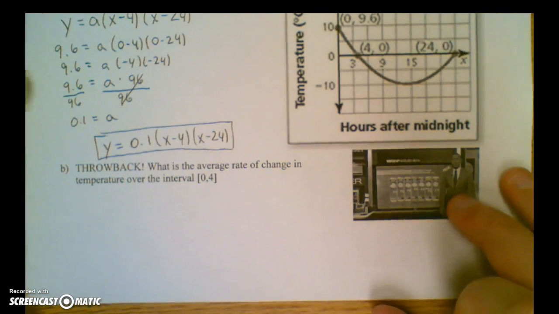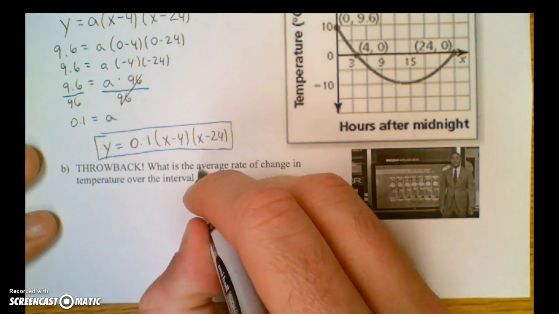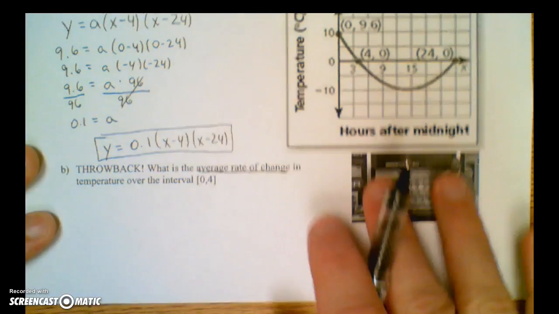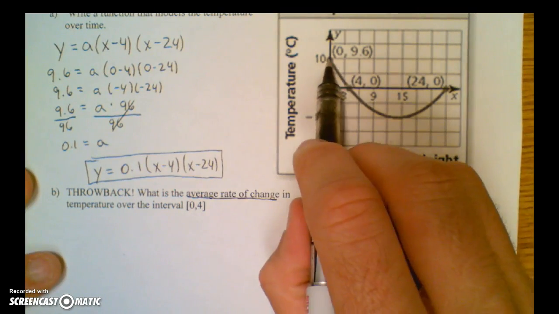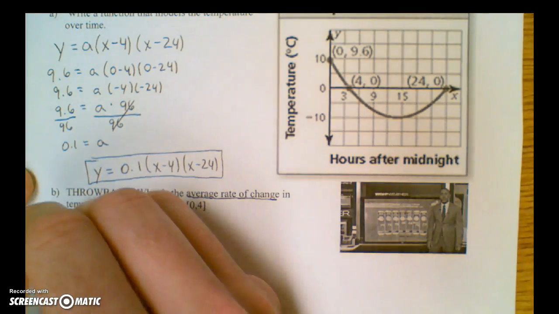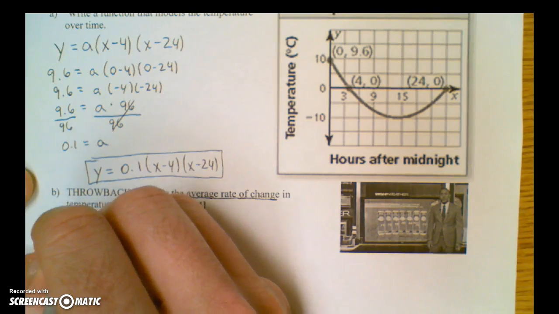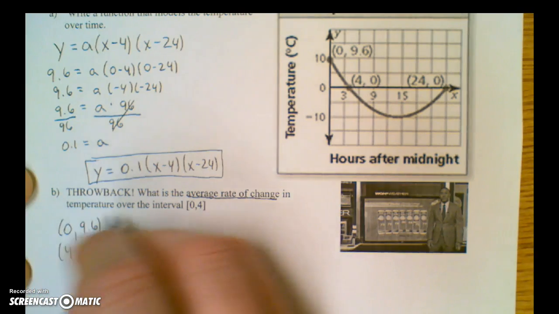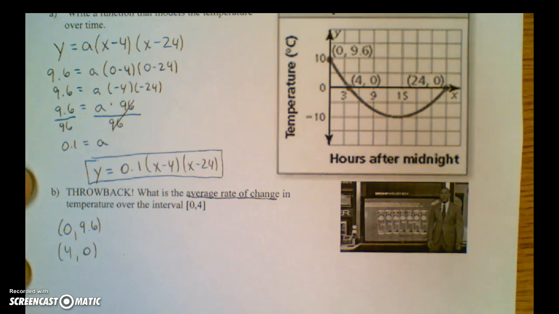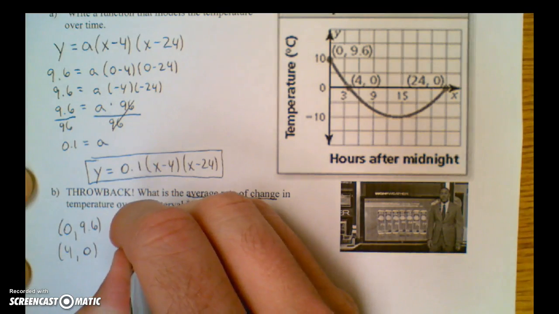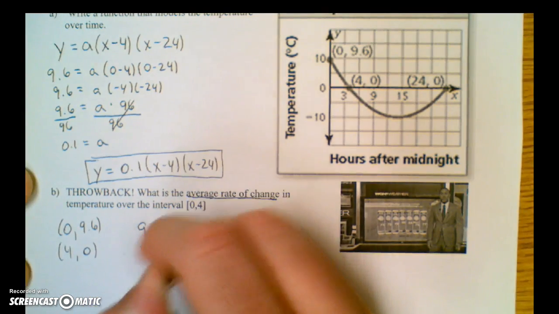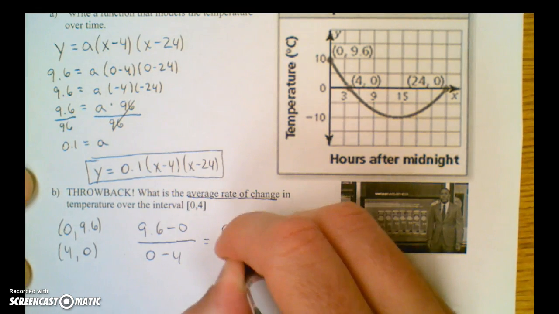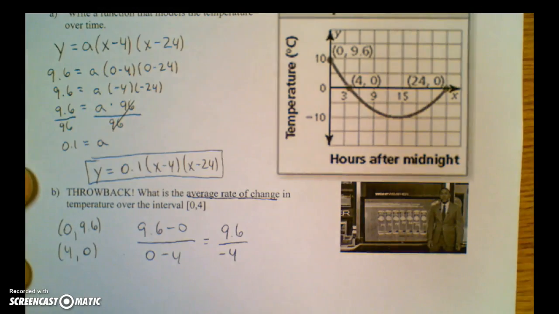On the bottom, there's a throwback. What is the average rate of change in the temperature over the interval 0 to 4? Looking at the graph, at 0, I have a coordinate at (0, 9.6). And at 4, you also have a coordinate. So this one's actually not too bad. Using the slope, you could set it up as 9.6 minus 0 over 0 minus 4. So it's 9.6 over negative 4.